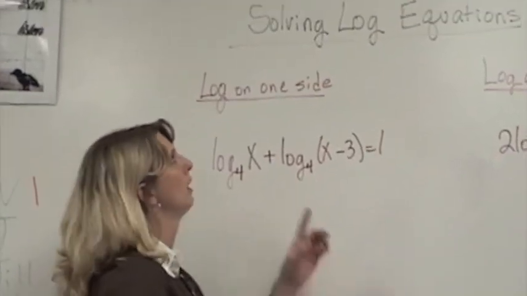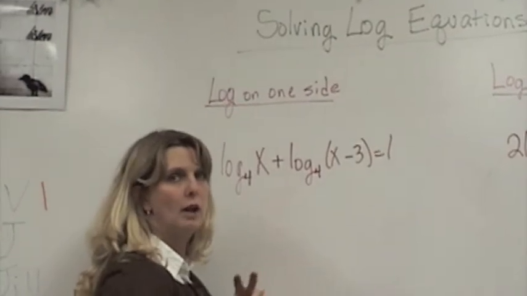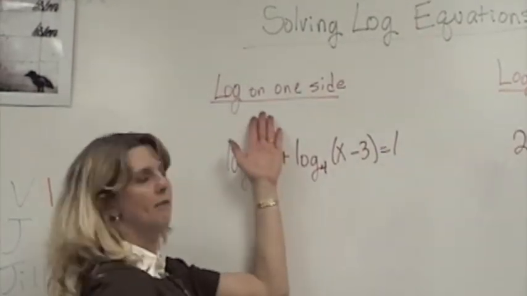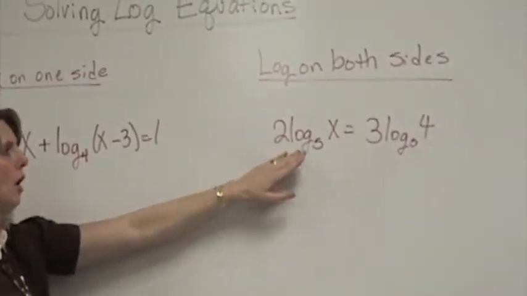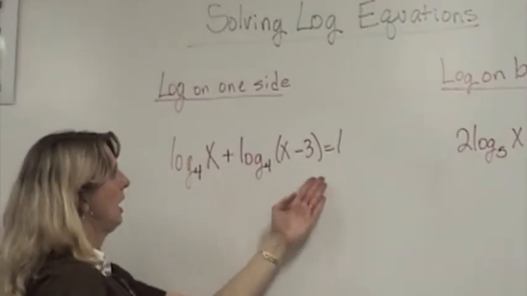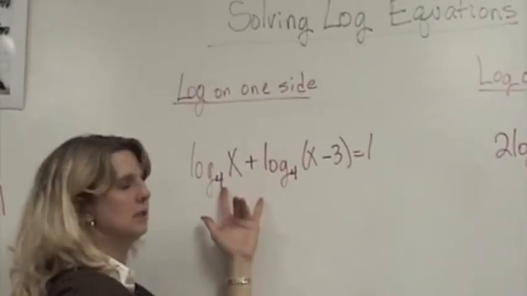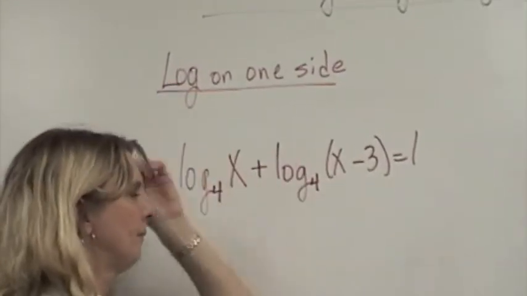Now we'll solve log equations. When you solve a log equation, you'll have one of two types. You'll have log on one side, or you'll have the function log on both sides. Let's start with an equation in which one side has a log you're taking, but the other side does not have a log in it.